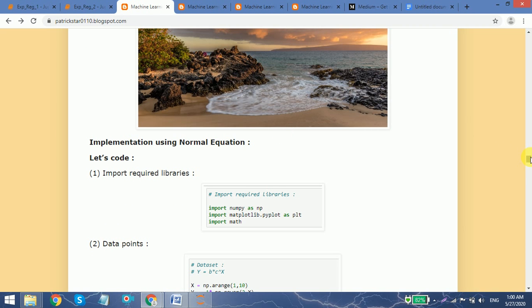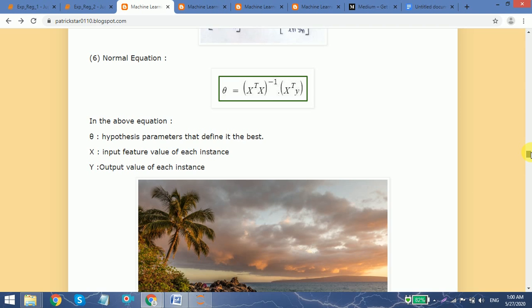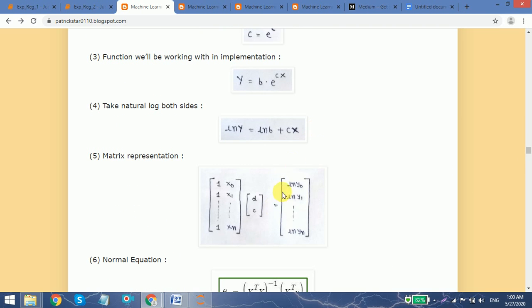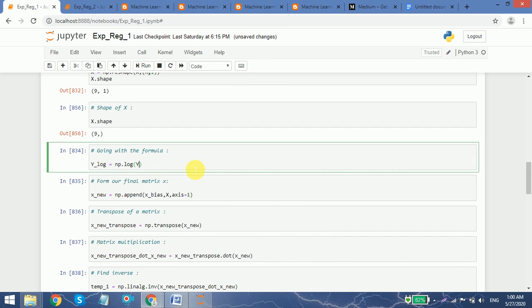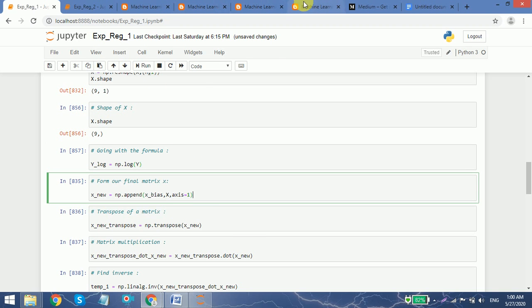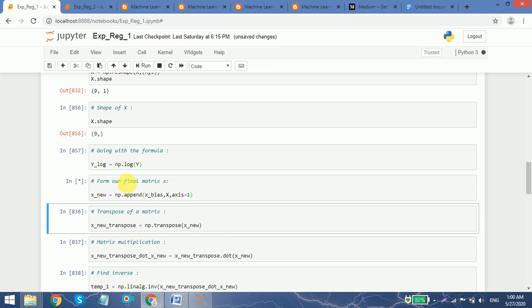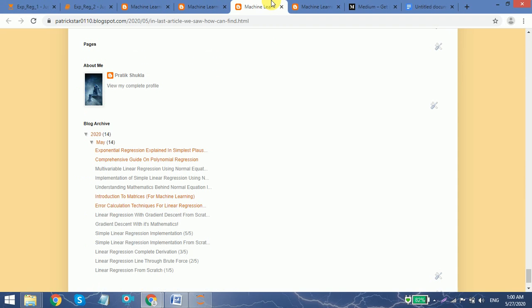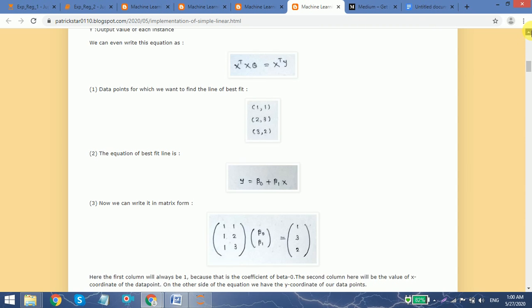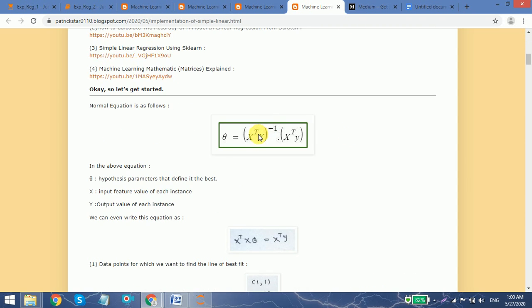Moving forward, if you remember, our function has log on the y side, so we need to find the log of our output. Here we go, and then we are going to perform this operation and append this using numpy. What we need to do now is find the transpose. We have performed this operation until now, transpose into x, so we need to multiply now.